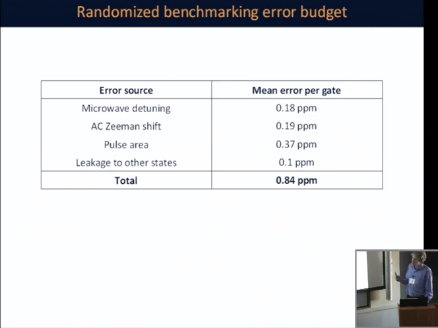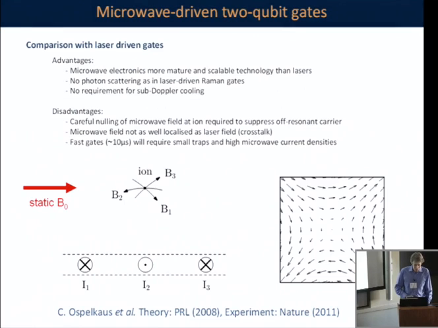There's an AC Zeeman shift from spectator transitions, which comes in with a small area here. That's what we think is the pulse area error. And there's also a little bit of leakage from off-resonant excitations to other states in the manifold.